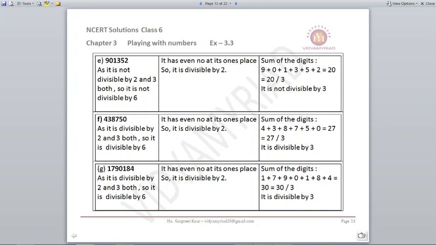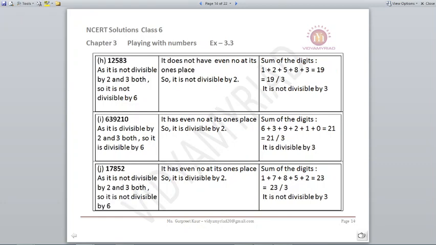Next, 1790184. 4 is an even number, divisible by 2. Sum of all the digits is 30, that is, it is divisible by 3 also. So in both the cases the answer is yes. So it is divisible by 6 also.